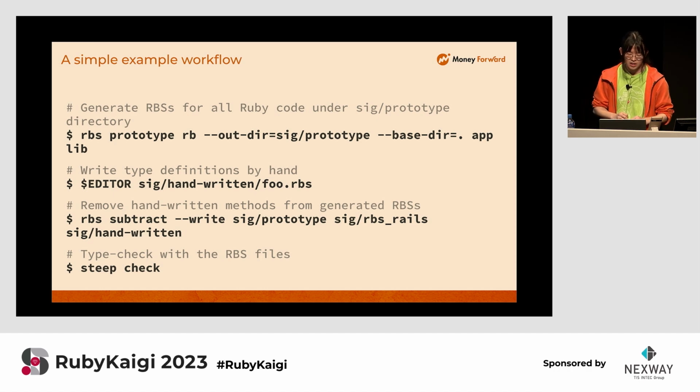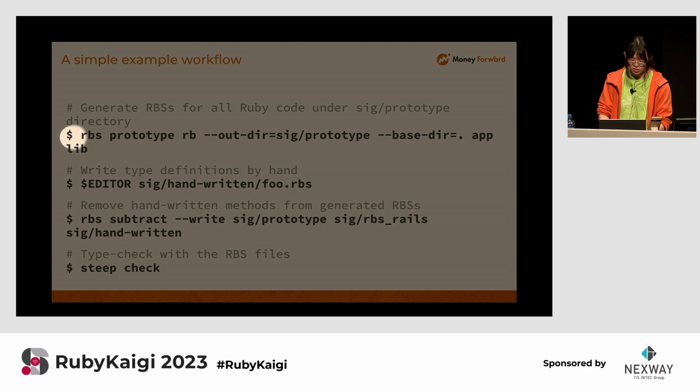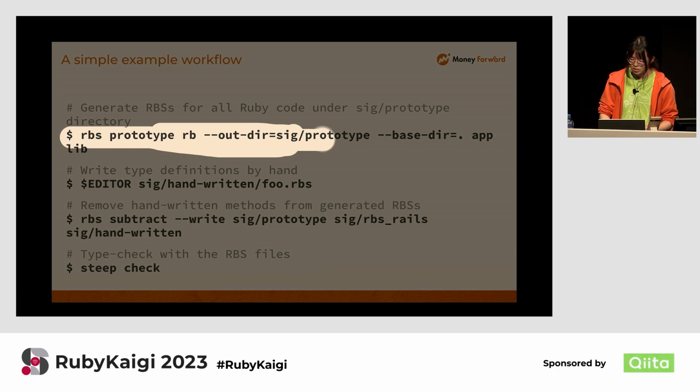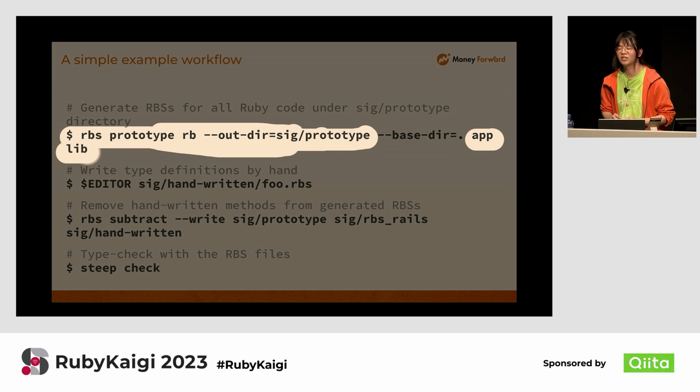In this case, first, we generate the application's RBS with the rbs prototype command. This command generates RBS into the sig/prototype directory, and the generated source is the app and lib directories. It is the common Rails application structure.